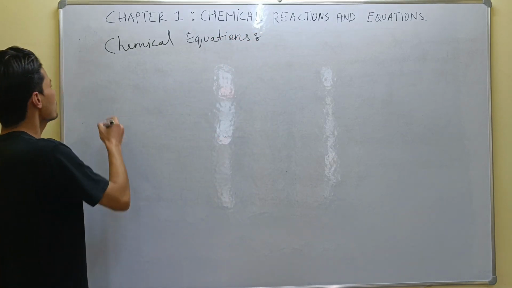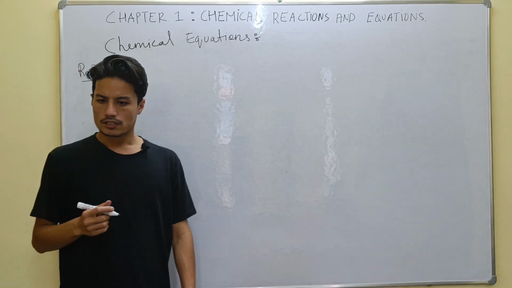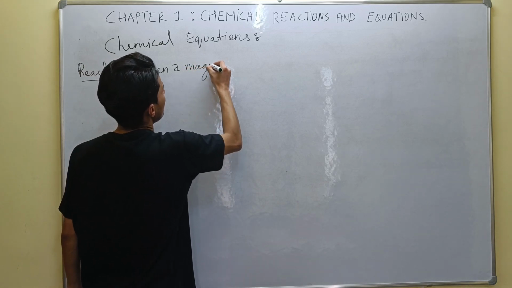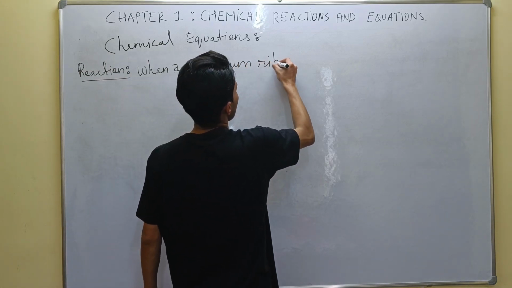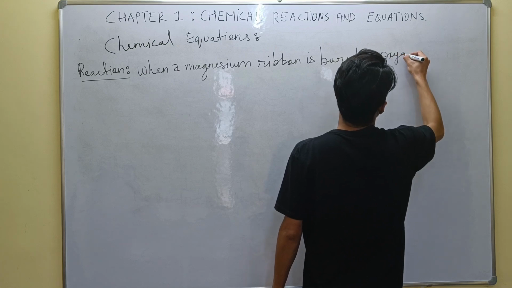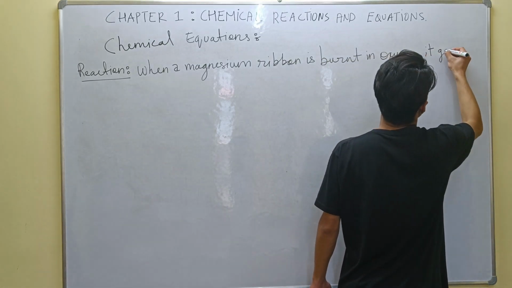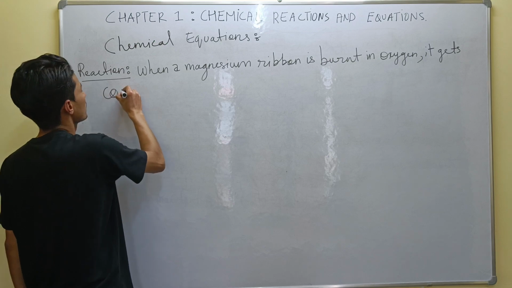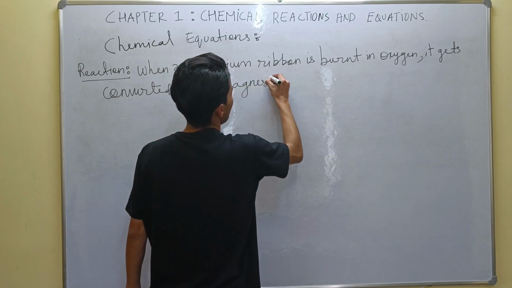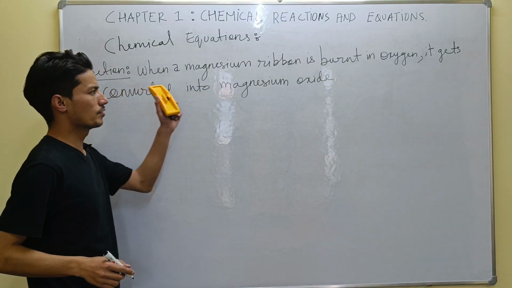Now, let me write a reaction here. The reaction is taken from your textbook. When a magnesium ribbon is burned in oxygen, it gets converted into magnesium oxide. So this is a reaction written in the form of a sentence.